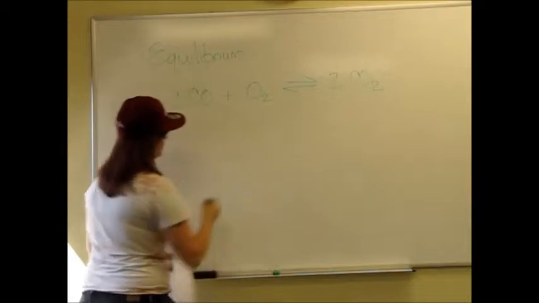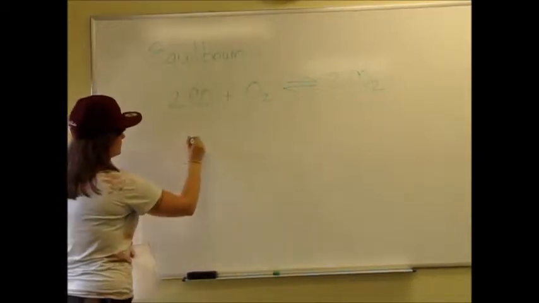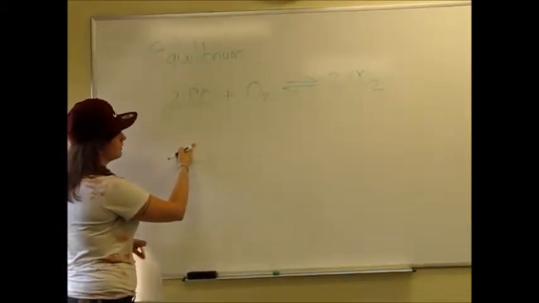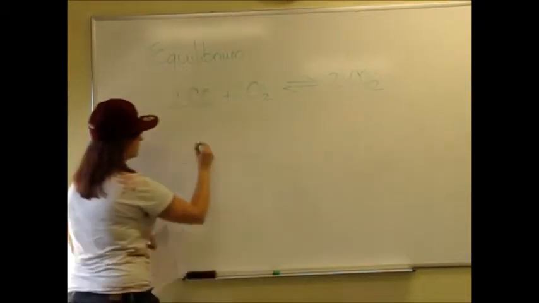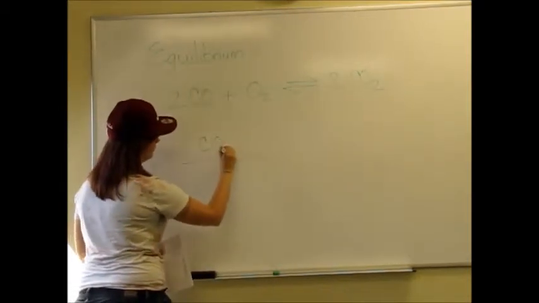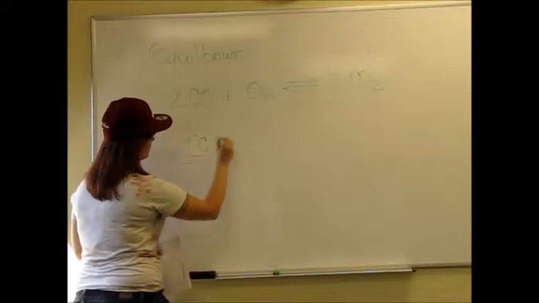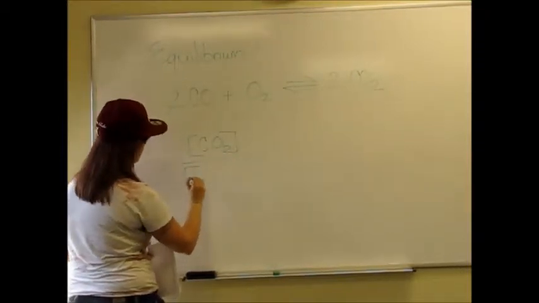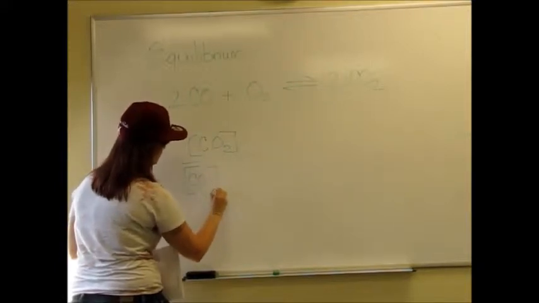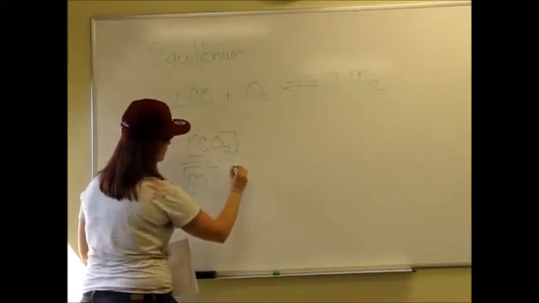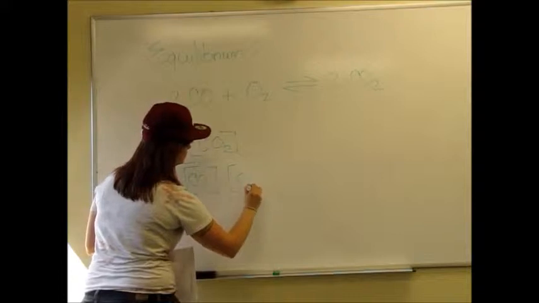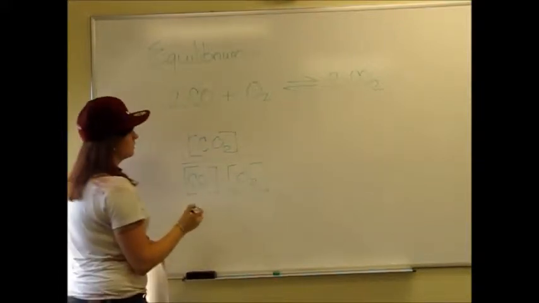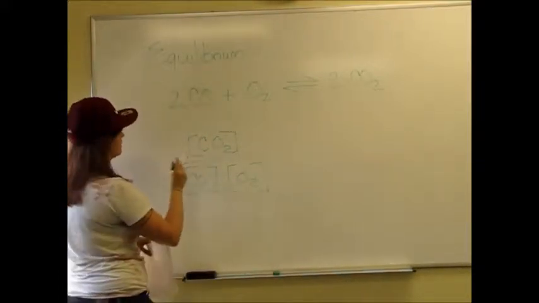So you put your little divider line first, and you're going to use brackets, and then the top part always goes the products. So we're going to write CO2 in a bracket. Then on the bottom, another bracket, we have CO, bracket, and then we have O2, and you're going to close the brackets. Once you have that, you can go back and add your coefficients.